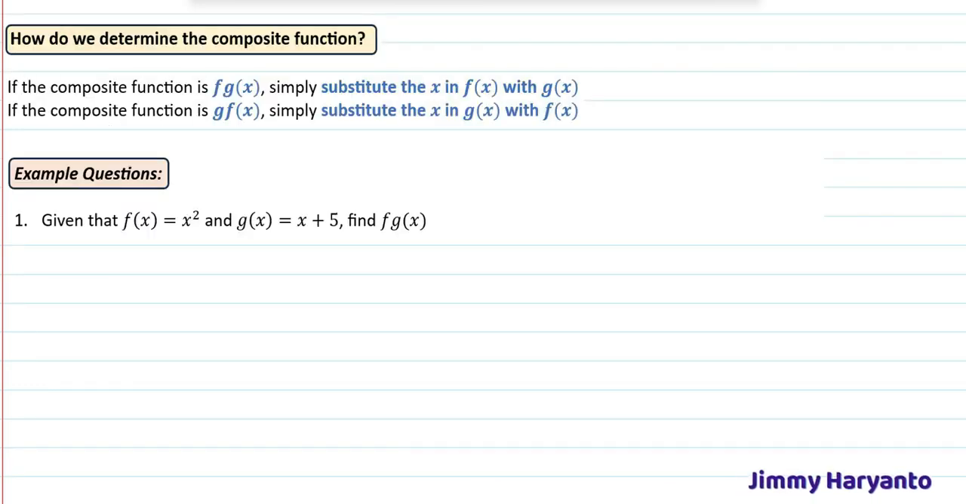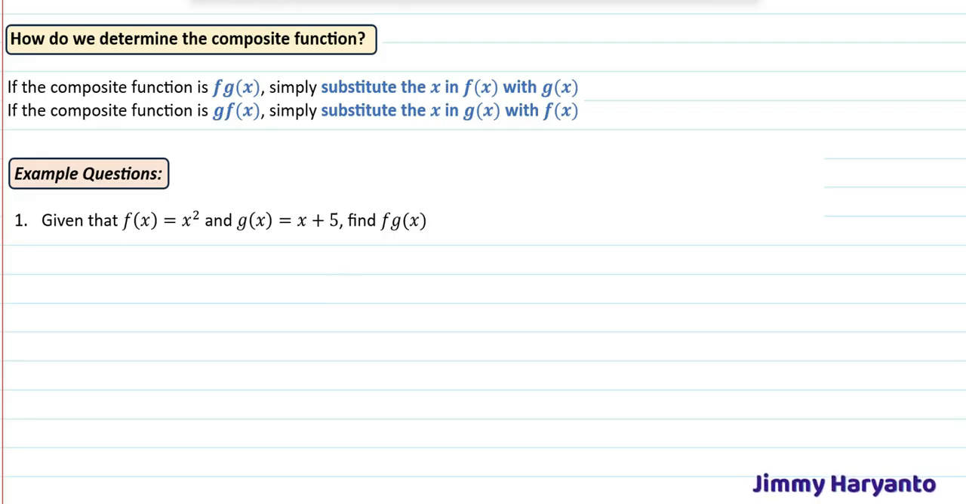Next is how do we determine the composite function, the rules itself. If the composite function is fg, simply substitute the x in the fx with the g. So you only have to substitute the second function with the first one. And then if it is gf, that means you have to substitute the first function, which is f, into the g. Okay, it's a little bit confusing when I'm explaining it like that. Just go to the example questions, you will understand it later.